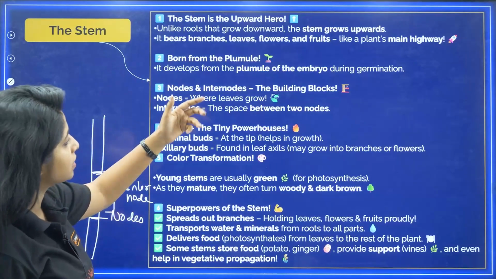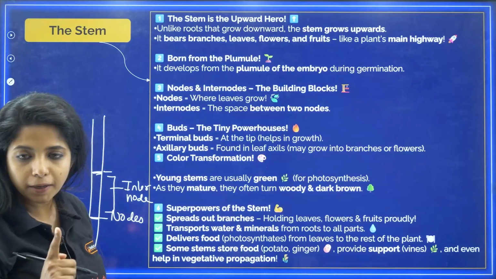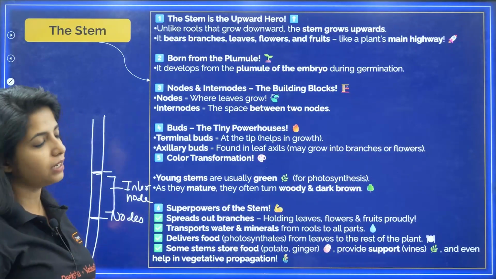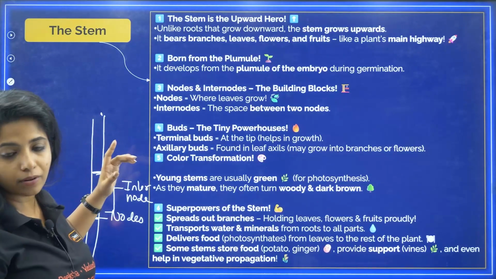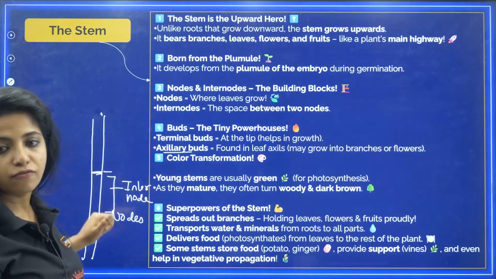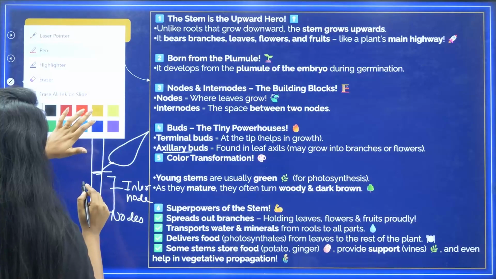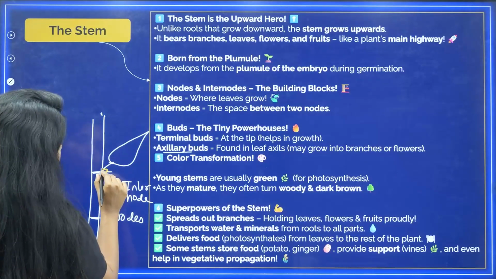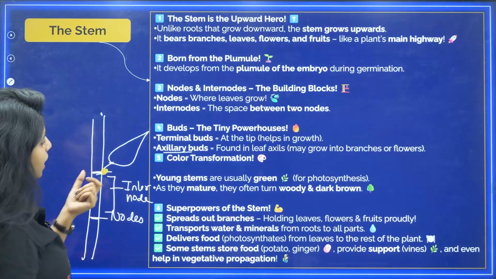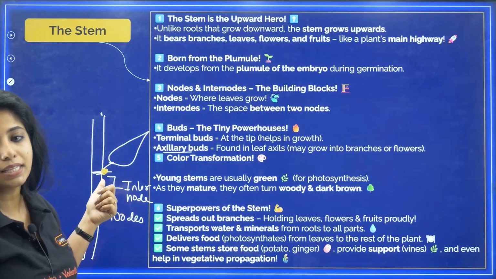Now what are buds? Buds are the tiny powerhouses. So there are different types of buds. One is the terminal bud, okay, which will be found at the tip, my dear children, and there are axillary buds, found in the leaf axil. As in, suppose there is a leaf over here. At this particular point you will be finding one small bud. This is known as the axillary bud.